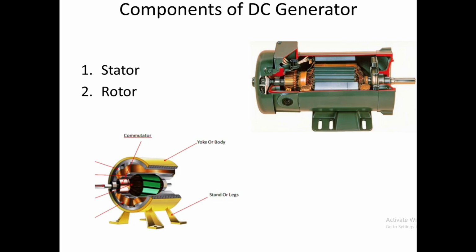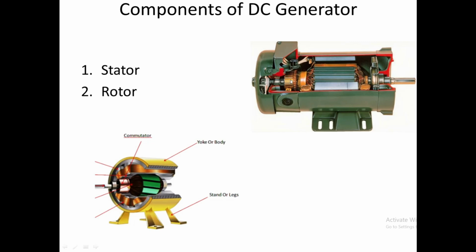Components of a DC generator, or components of any rotating machine. It is not only for the DC generator; for any rotating machine we have two components. One is the stator, another one is the rotor. See here, this is your rotor and these are all stator. The yoke, stand, what you see in the yellow color, they are the stator. Stator is nothing but a stationary part, that's why it is called a stator. Rotor is the rotating part, hence it is called a rotor.